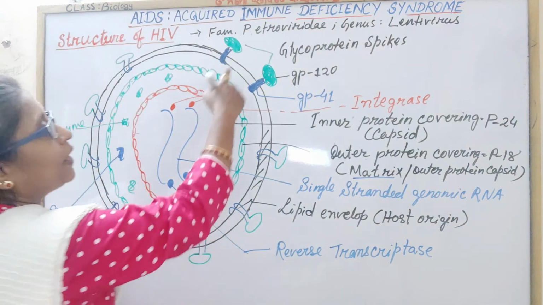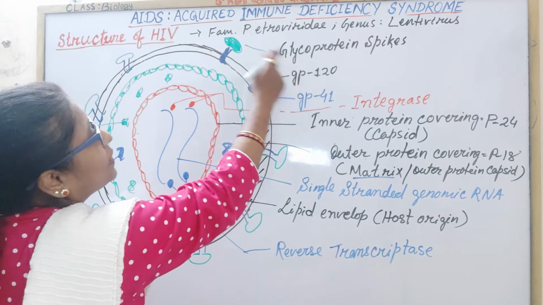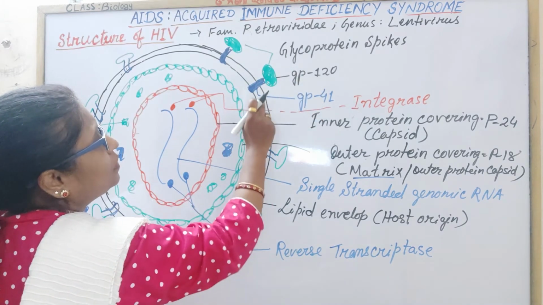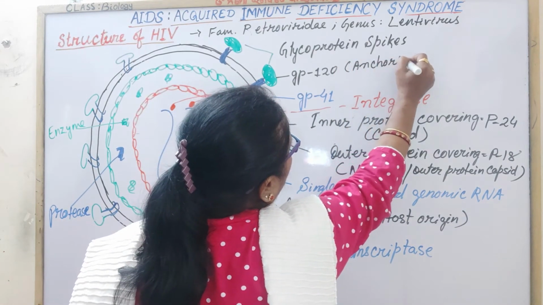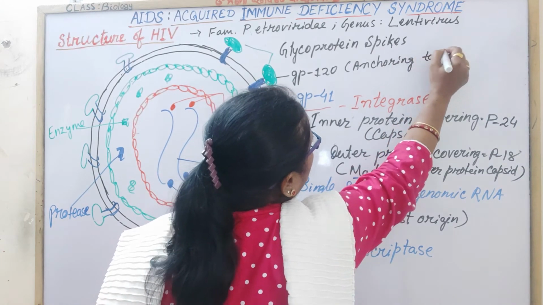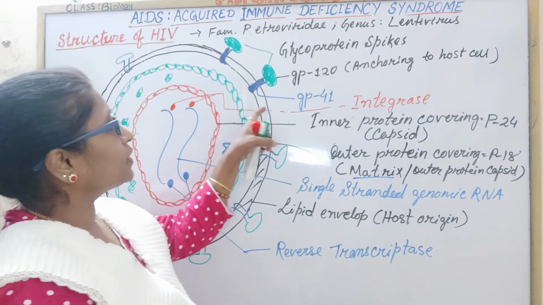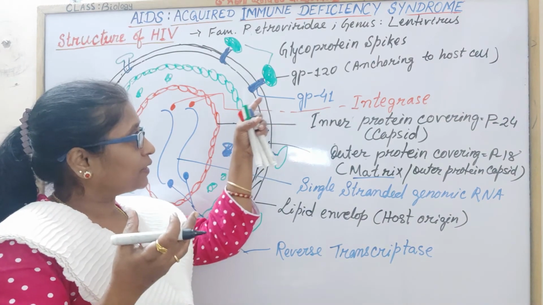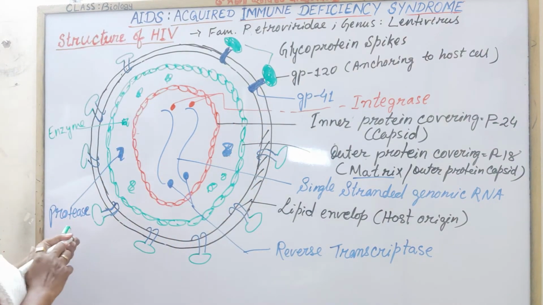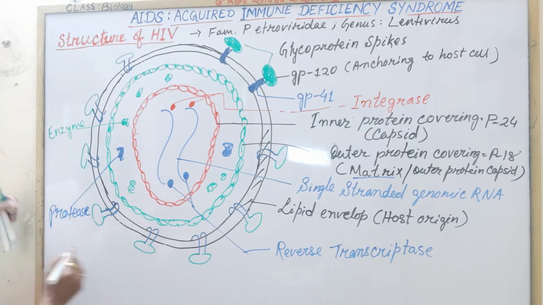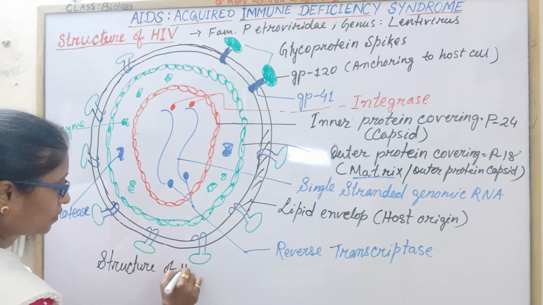Okay, and this lipid layer has glycoprotein spikes. Again, these are made up of two parts: glycoprotein GP120, for anchoring to the host cell, and this is the stem part GP41, that holds the GP120 along with the lipid layer, that is the envelope of the virus. Okay, and this is the structure of HIV.